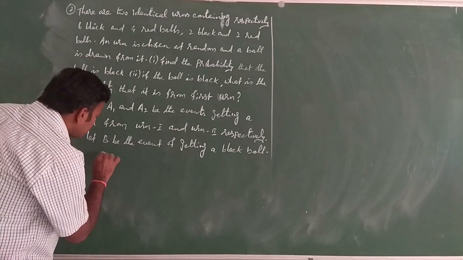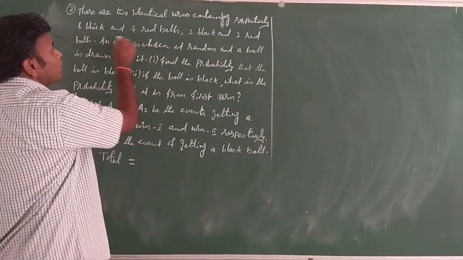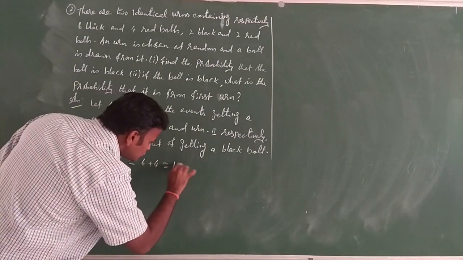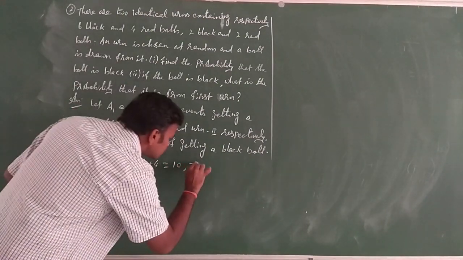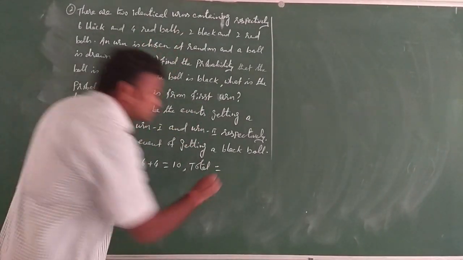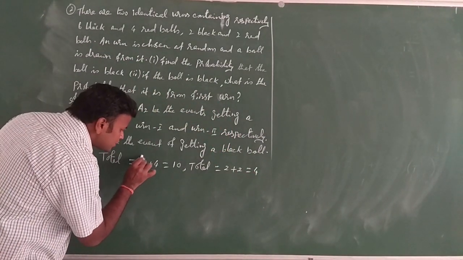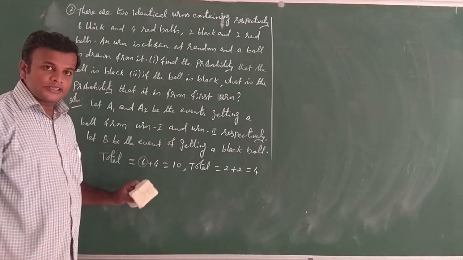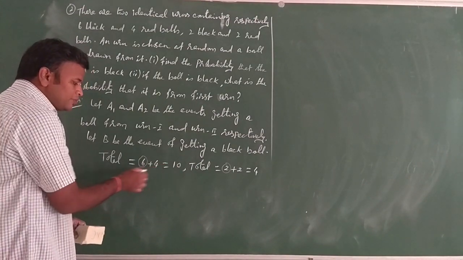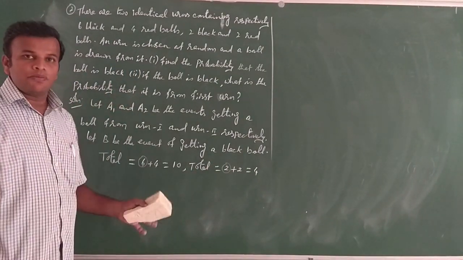What is the total number of balls in N1? In N1, the total is 6 black and 4 red, so 6 plus 4 is equal to 10. In the second one, 2 black and 2 red balls are there, so 2 plus 2 is equal to 4. The number of black balls is very important. In the first hand there will be 6, in the second one there will be 2. So out of these 10 balls, we will take any one of the black balls. In the second hand, out of 4 balls, you take any one of the black balls.